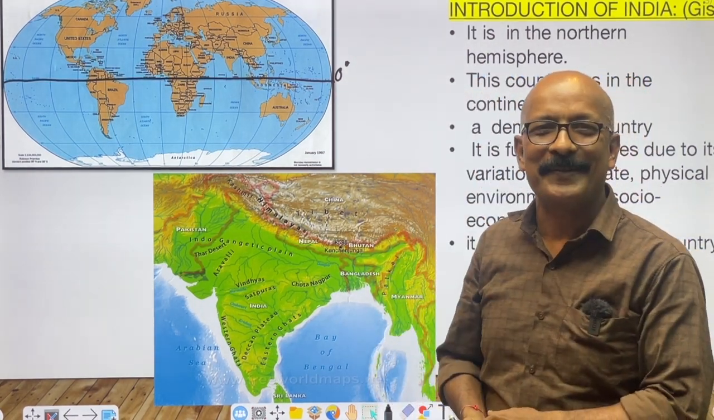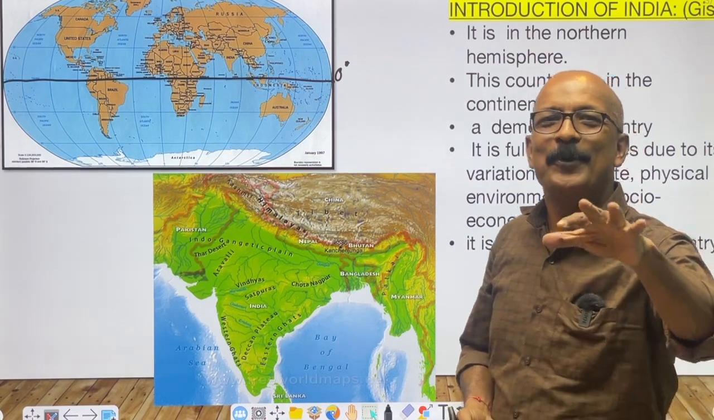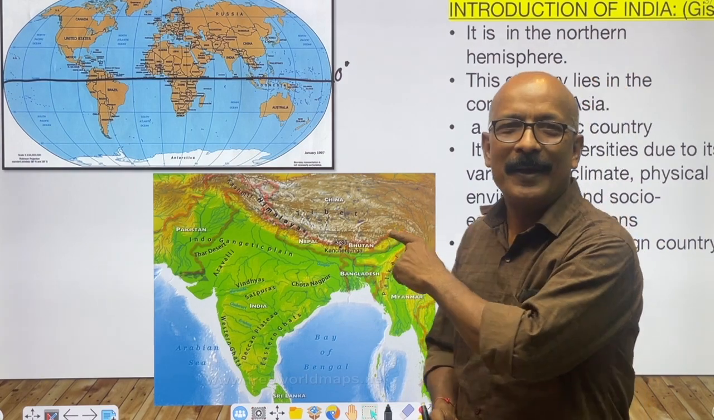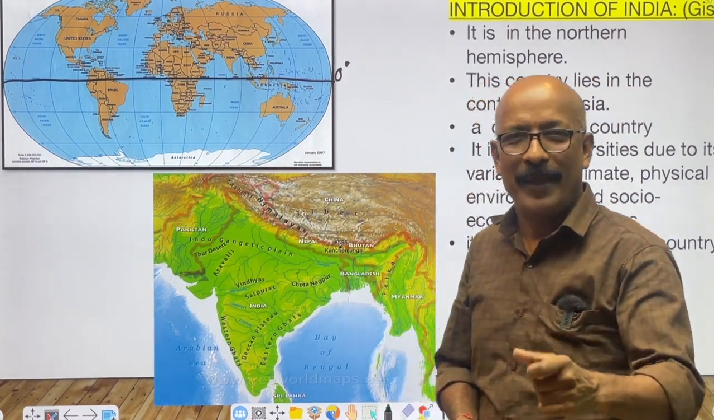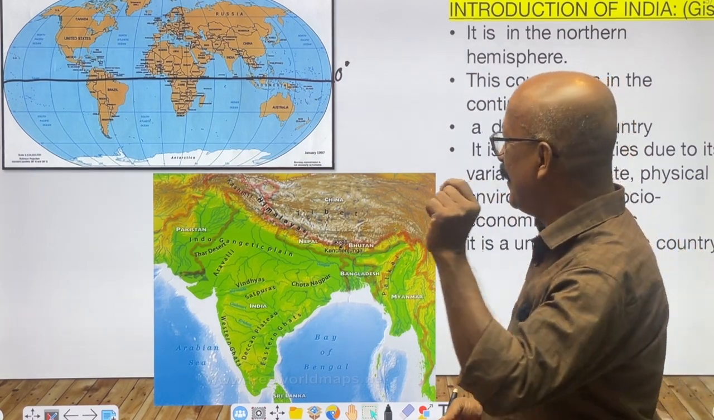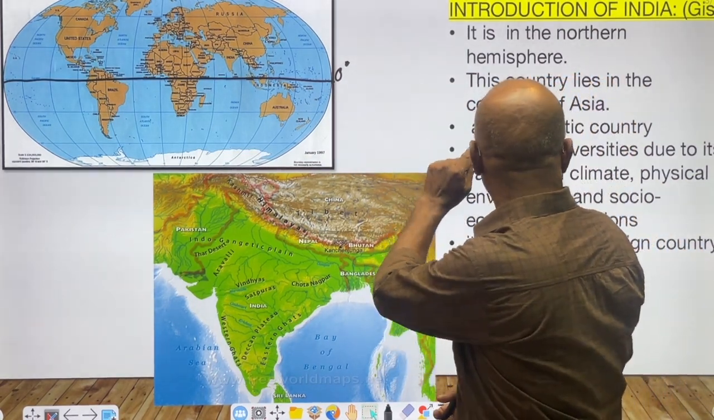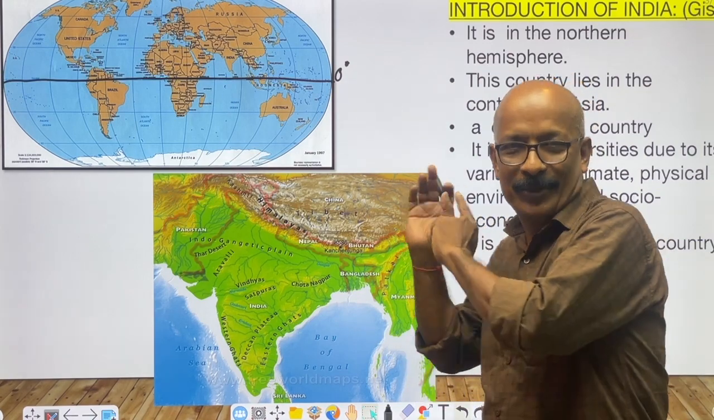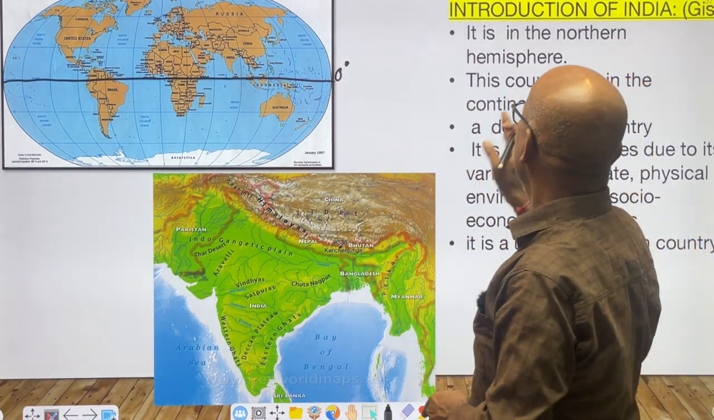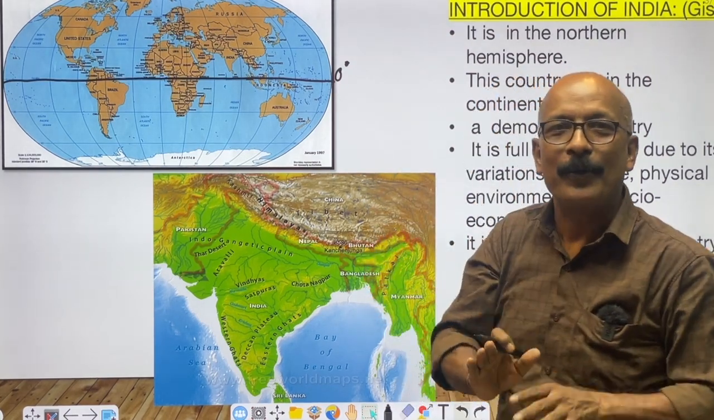Today we will discuss your geography portion. That is, you have a total of 4 chapters now. Among this is geography of India, and today we will discuss the first and foremost, that is introduction of India. This is the first point of your chapter. This is geography of India. Today we will discuss the introductory part of India.